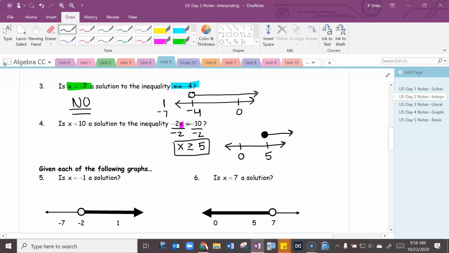All right, so now let's take a look at what we're actually going to check. We're checking on x equals 10. Well, now that you have this graph, we can see, oh, well, 10 would be somewhere over here, and yes, that is on my arrow. So this is a solution.